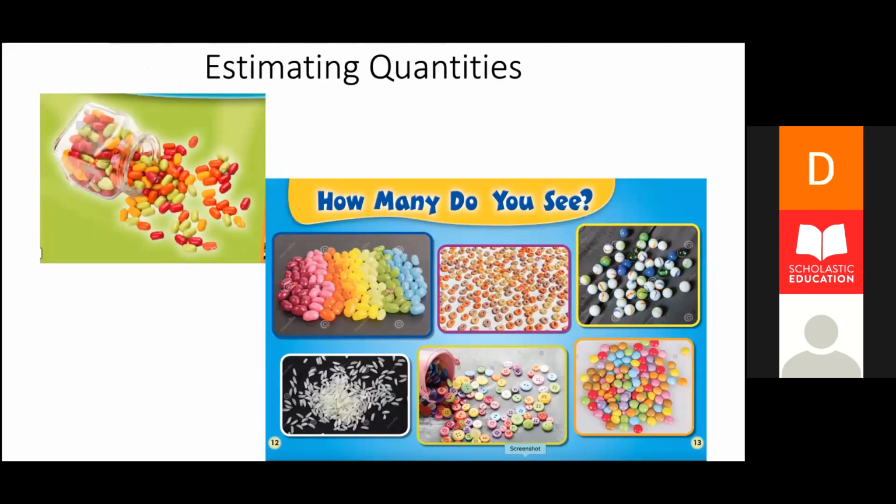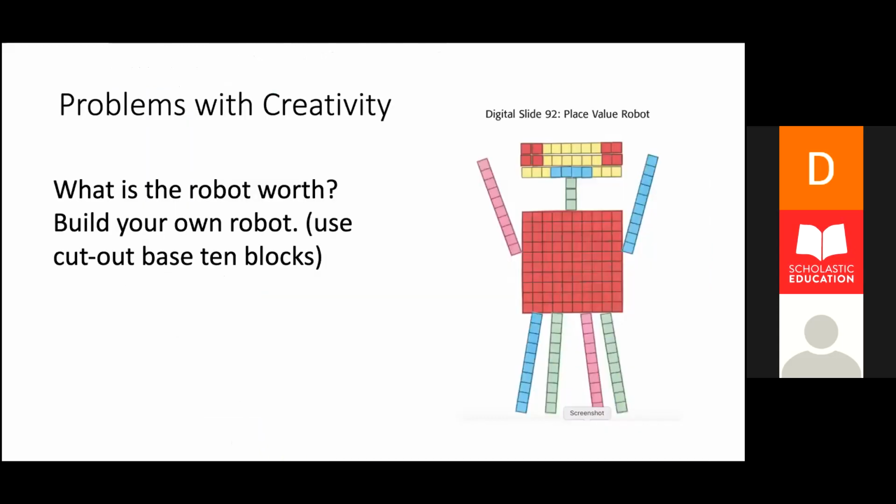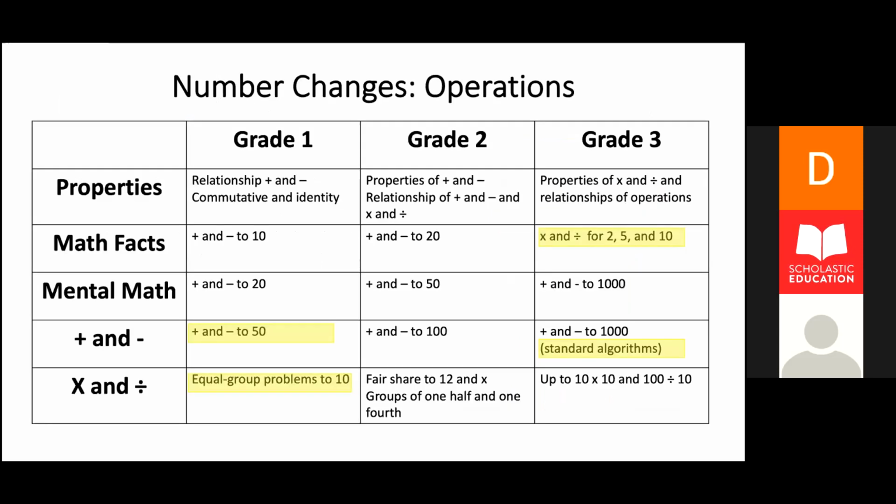We want kids to be able to estimate. I used to have an estimating jar in my room where I would change the size of the jar and the size of the things in the jar to help them. There's a lot of problems with creativity. Kids can make place value robots. All the stuff, again, is in there. We're getting kids to see quantity and counting in a visual perspective.